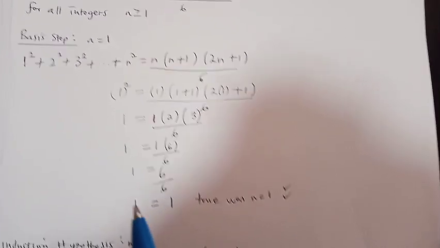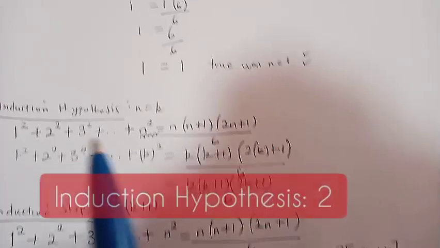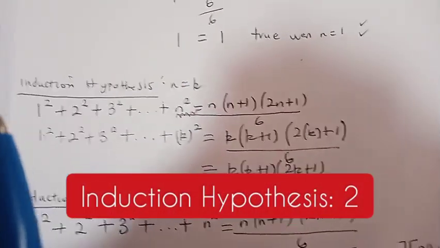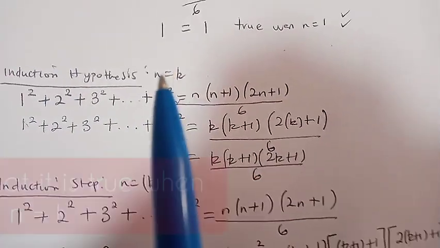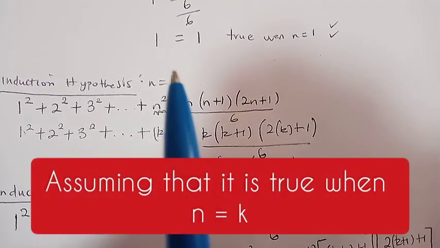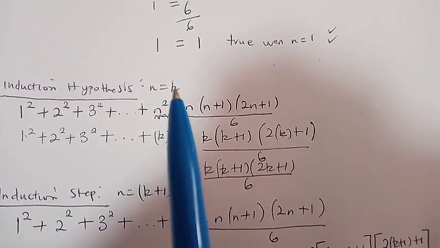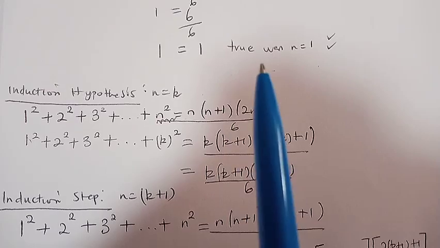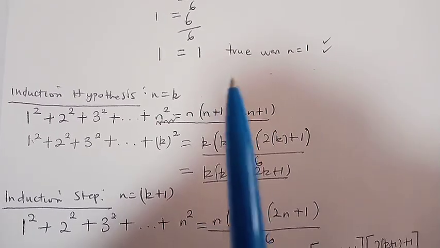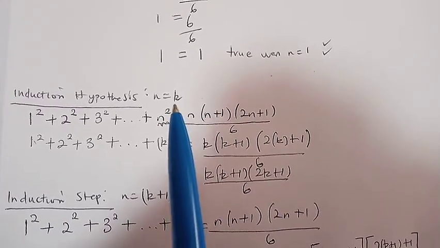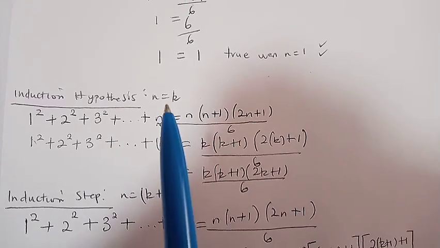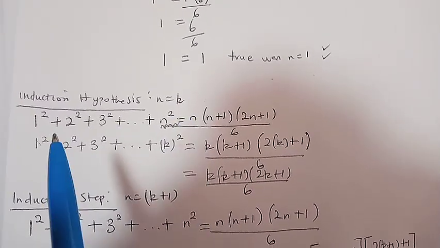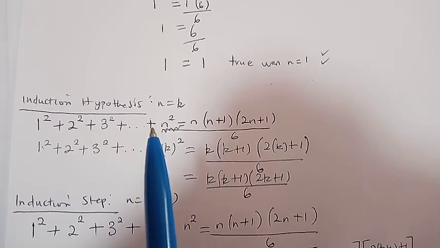Okay, then I moved on to the induction step. It's called the induction hypothesis first, where we are assuming that n is equal to k. Why are we saying n is equal to k? Because we don't know the value that comes after 1, because we were just given a range that is beginning from 1. Now we are assuming that we have a number that is after 1, and we are assuming that this number is k.